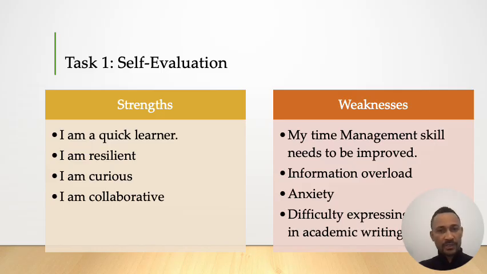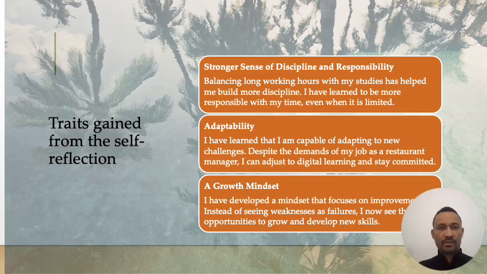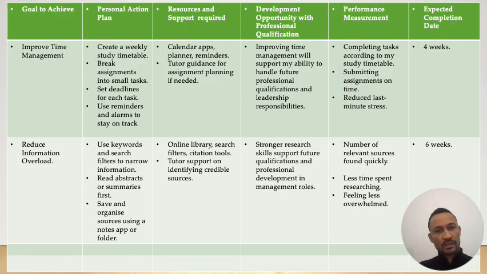And on this part, I've written down my strengths and my weaknesses on the other side. And on this part, I've written about the traits, again from self-reflection, and that's all based on the course that I'm doing, which is learning in the digital era. And here, I've got a table plan with the goals to achieve and my personal action plan, and then the resources and support required, the development opportunity, the professional qualifications, the performance measurement, and the time expected for me to complete this.